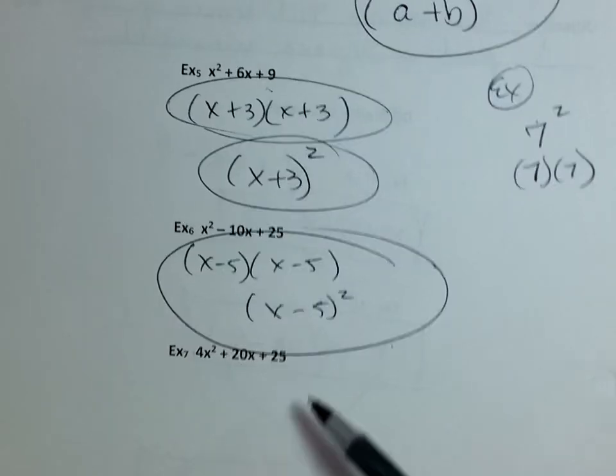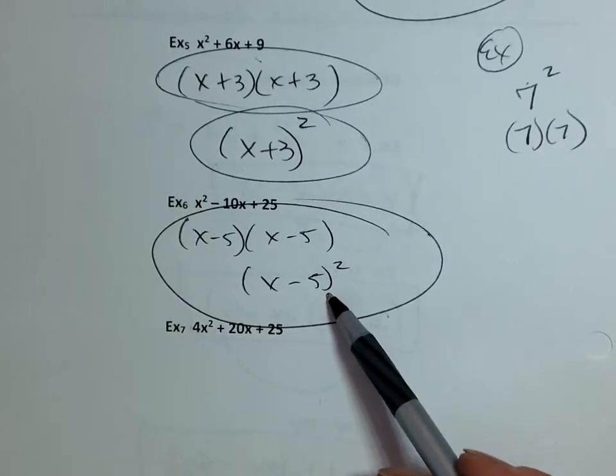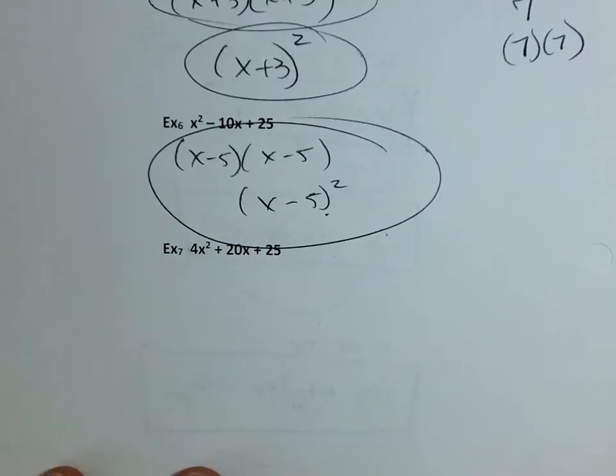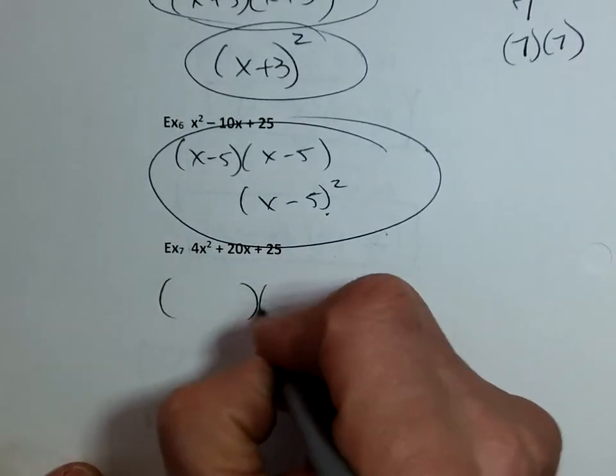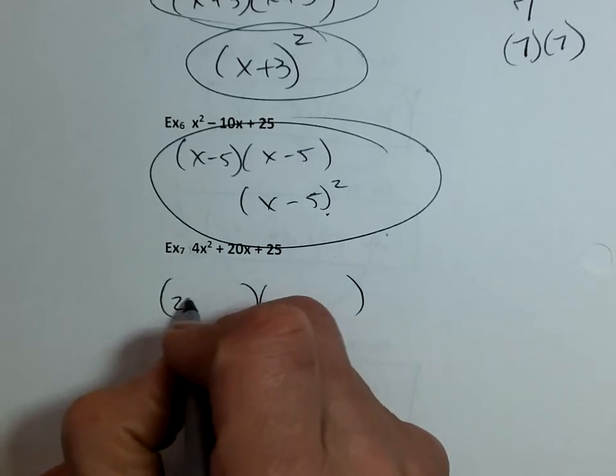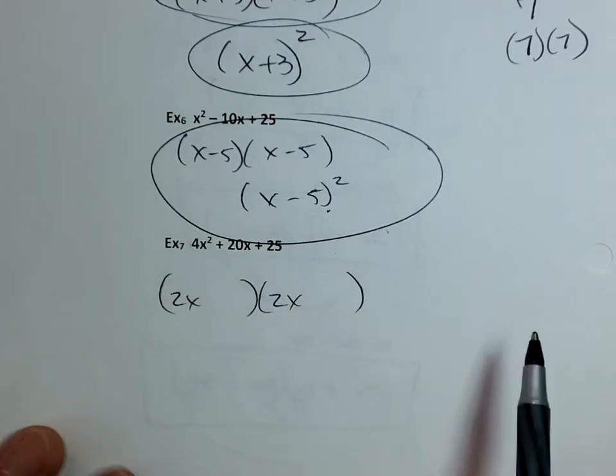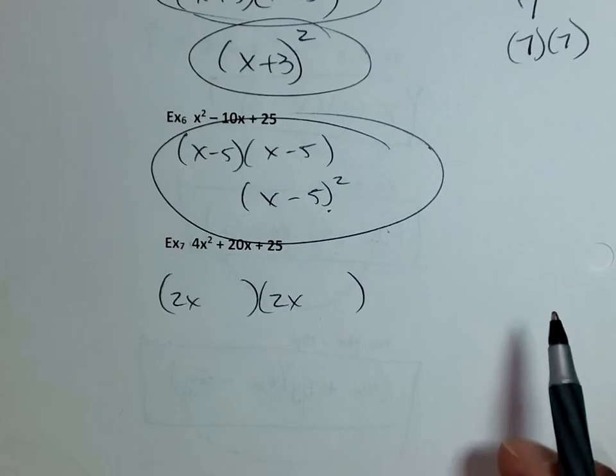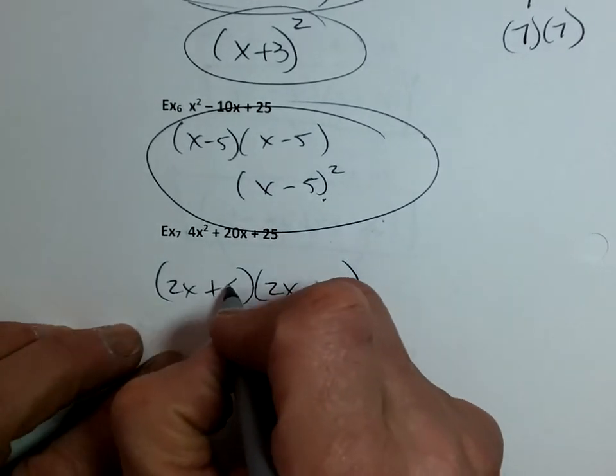I like this way because it's kind of cool. Now what about example 7? 2x plus 5 squared. 2x, and plus 5, plus 5. Nice job, guys.